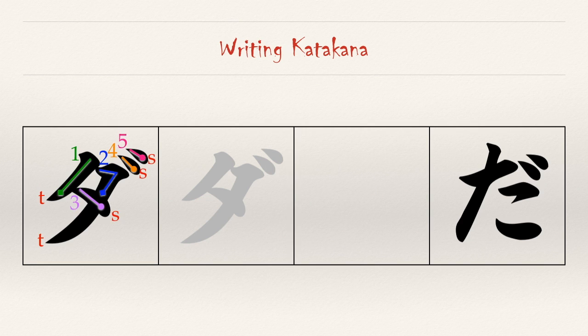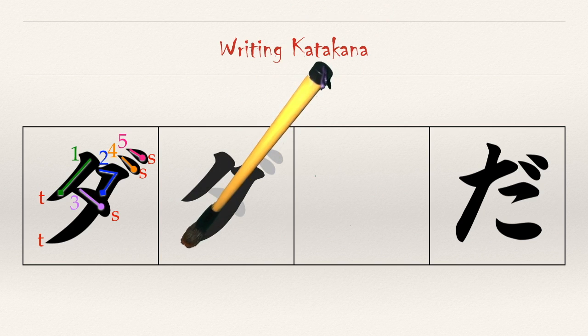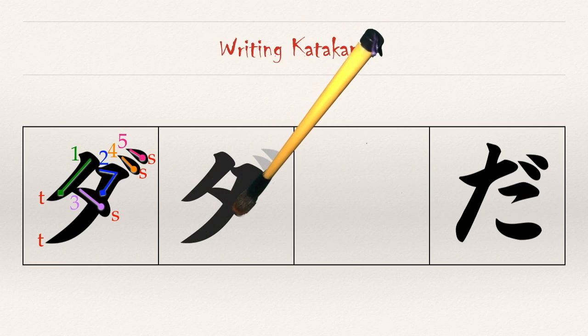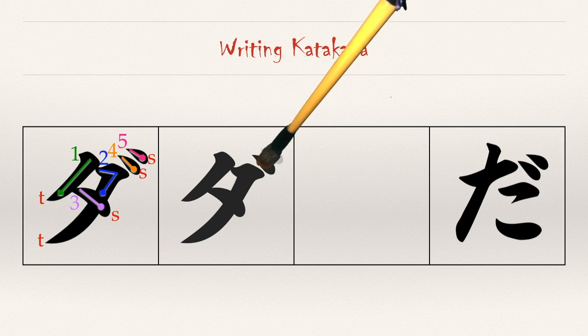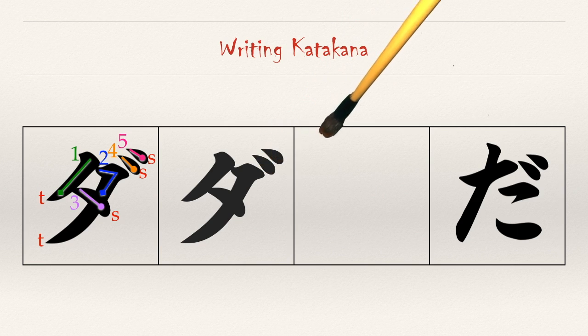Shall we try this one together? Our first stroke down to the left. Our second stroke. Our third stroke. And now we add our two dakuten. 1, 2, and now we have da.